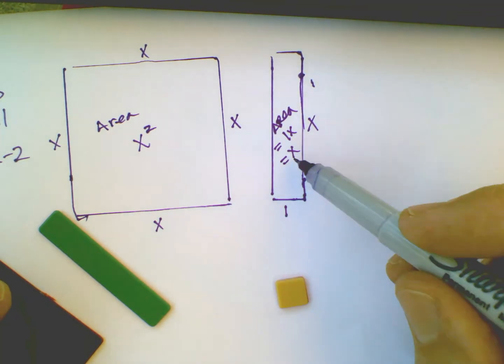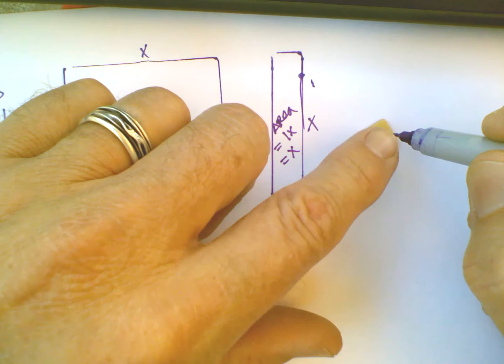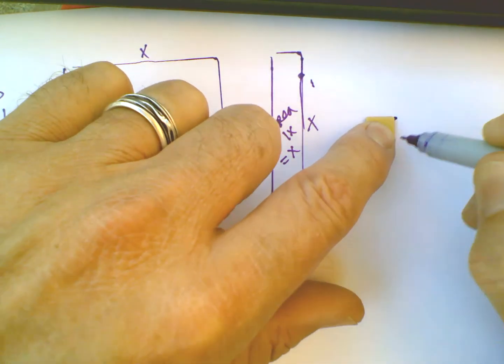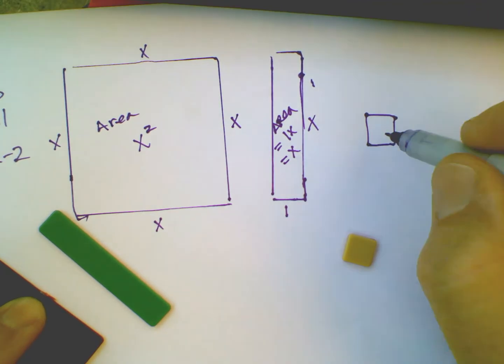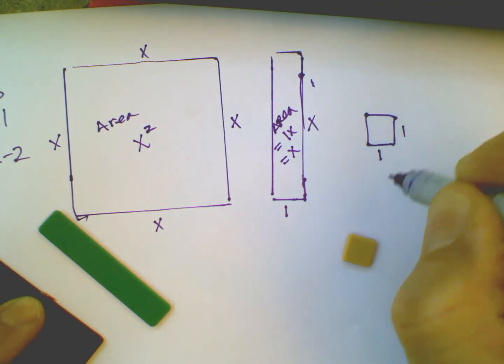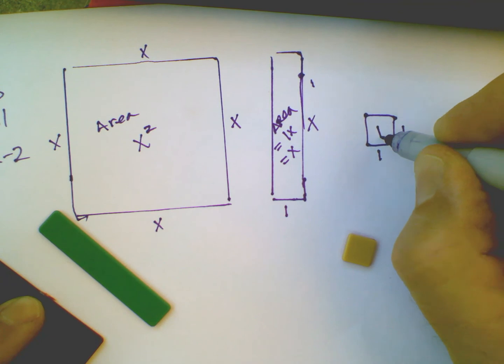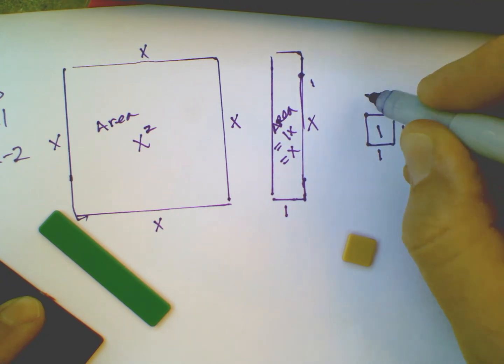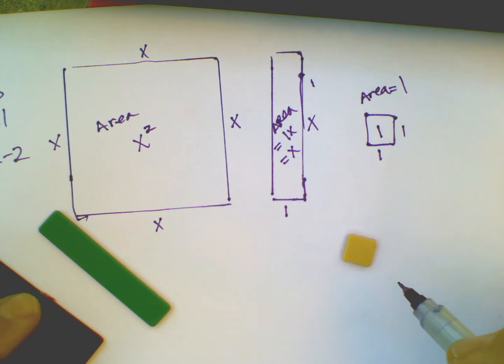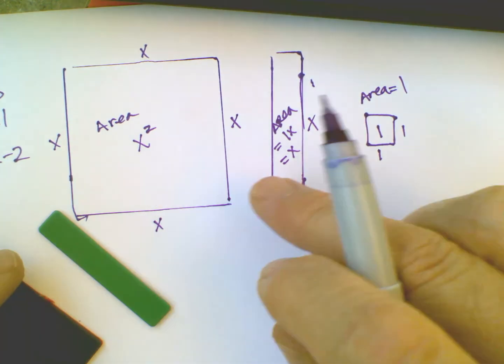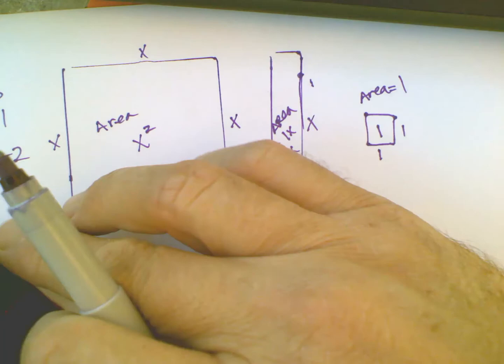So this is the x squared tile, this is the x tile, and then this little guy here is the unit tile, because its width is 1 by 1, and so its area is just 1. The area of this little guy is equal to 1 because 1 times 1 is 1. So that's the x squared tile, the x tile, and the 1 tile.